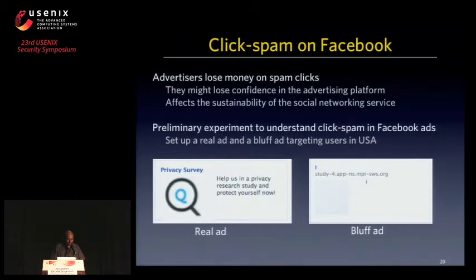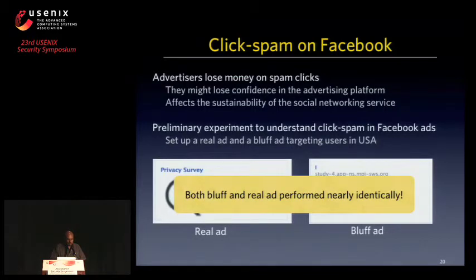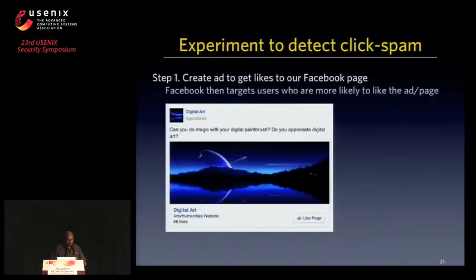But we got very unexpected results. We got near identical performance for both the real and the bluff ad. We got almost a similar number of clicks and similar levels of activity on the landing page. So we wanted to investigate this further. Now we have this nice tool of the anomaly classifier that we can use to investigate whether these users who clicked on these ads have anomalous behavior. So how do we do this?